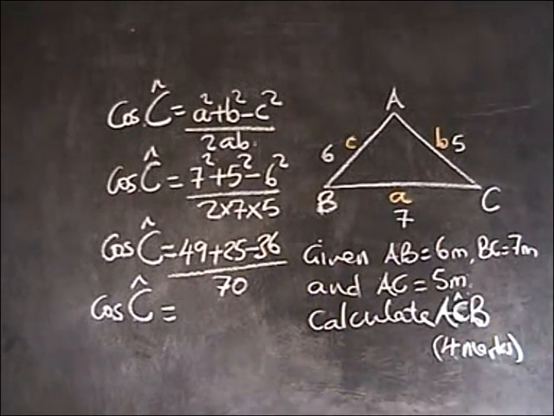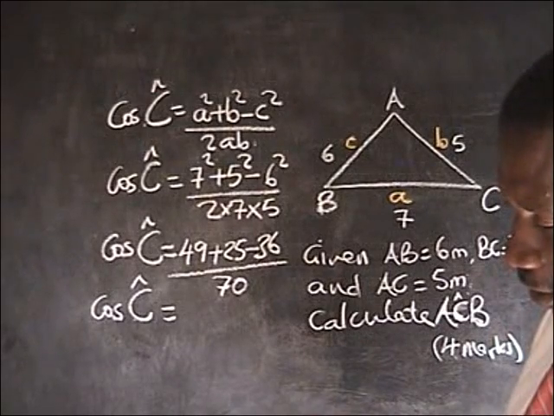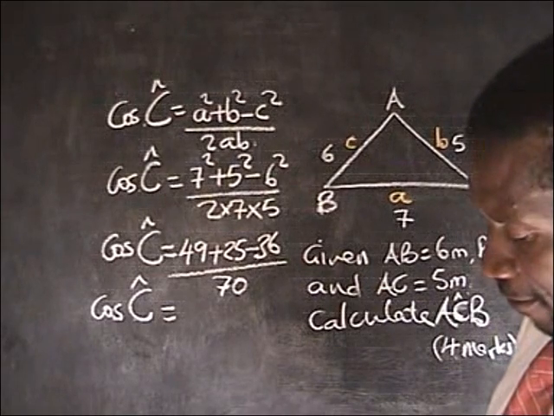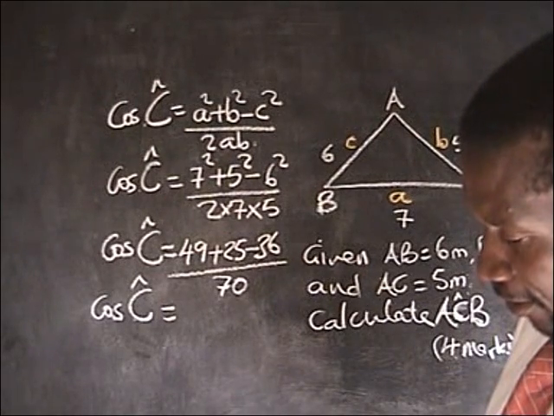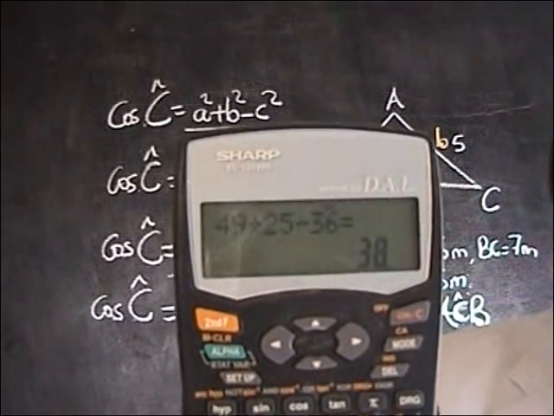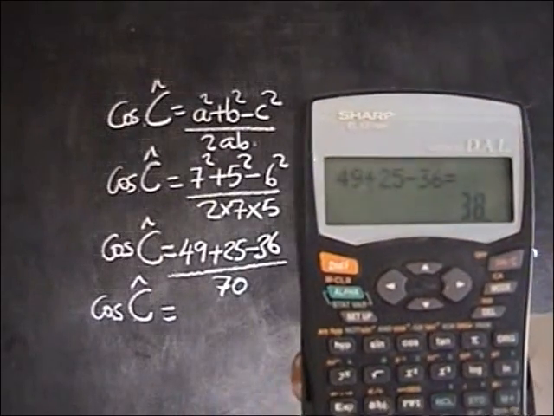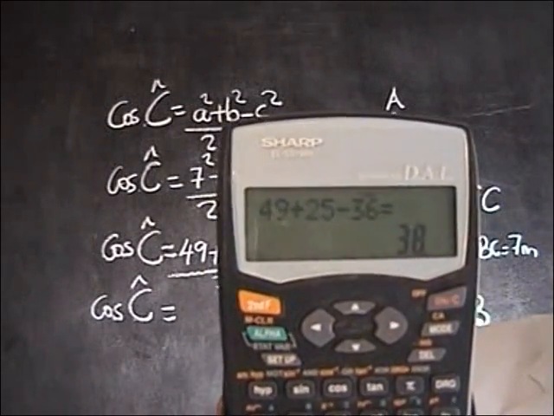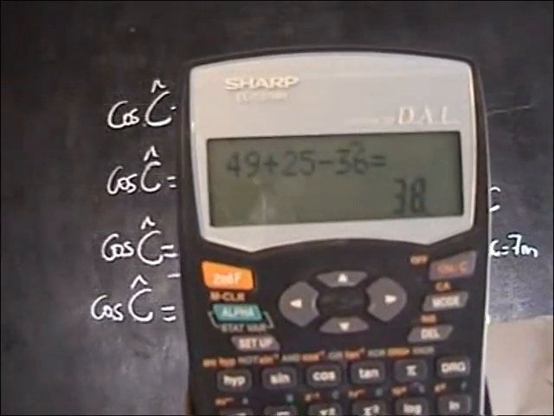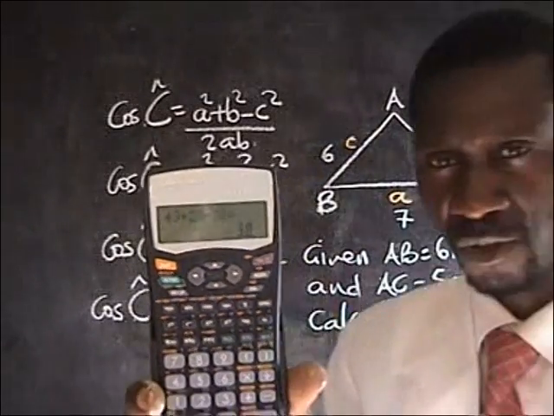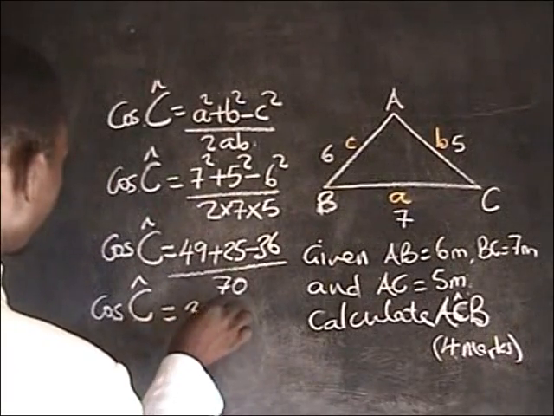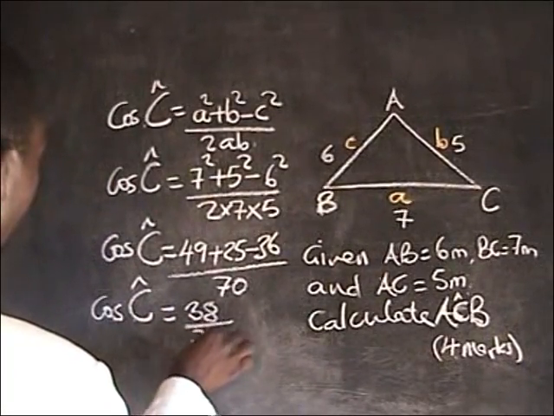So without wasting much of your time, this is my calculator. In the first place, it's 49 plus 25, then minus 36 equals. As you can see, this calculator is capable of combining the details. This is the way I have written on the blackboard, 49 plus 25 minus 36, and after pressing an equal sign, as you can see, the result is 38.